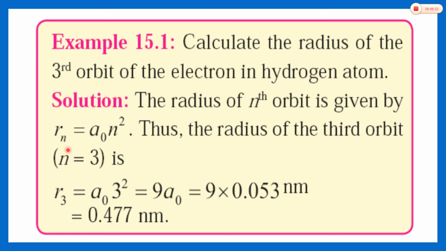Rn is equal to a0 n square. Now n is equal to 3 as we have to find the radius for the third orbit. So we can put the value of n is equal to 3. Square of 3 is equal to 9. So 9 into a0 means 9 into 0.053 nanometer. We get 0.477 nanometer.